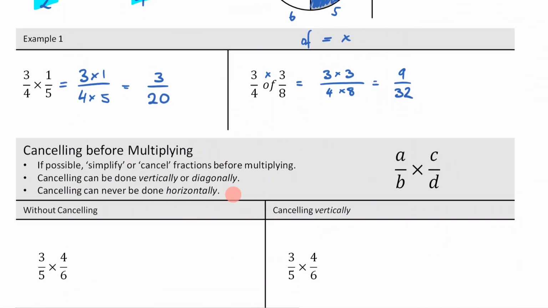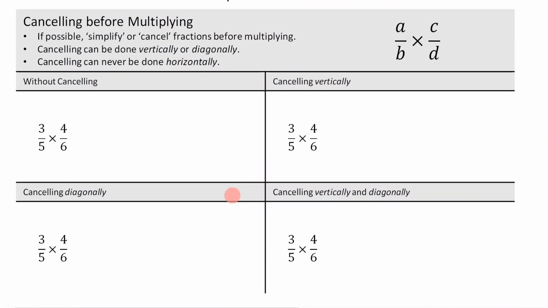But let's now make it a little bit more difficult. So let's come here. Let me get my highlighter out. You have to make sure that when you're multiplying fractions that you cancel before multiplying. So if possible, simplify or cancel fractions before multiplying. Cancelling can be done vertically or diagonally. Cancelling can never, ever, ever, ever be done horizontally. Okay, let's go through some examples here to make sense of what's written here.